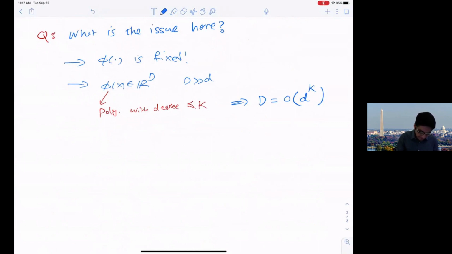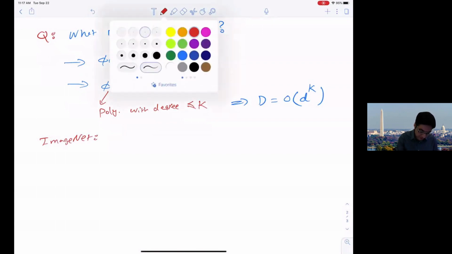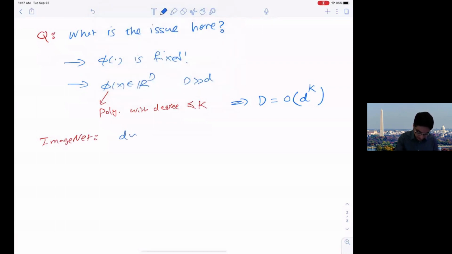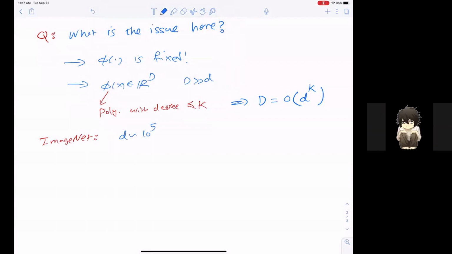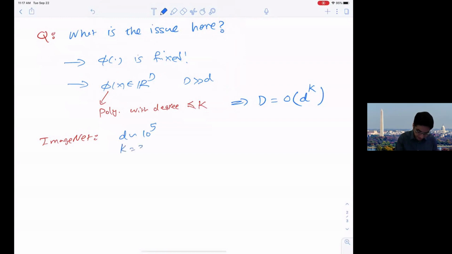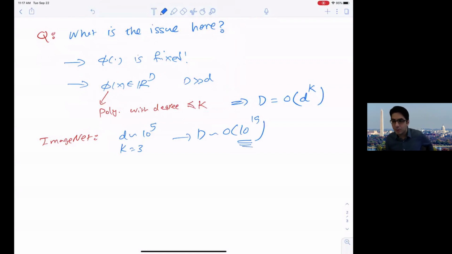And let's say we want to evaluate this on ImageNet. Roughly speaking, images on ImageNet have 100,000 pixels. And let's say k is 3, so your D would be on the order of 10 to the power 15, which is really, really large. You can't even potentially store these transformed samples in your memory, because it is going to be very, very expensive.